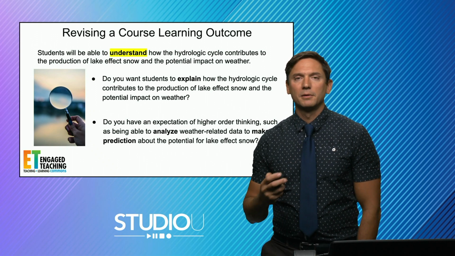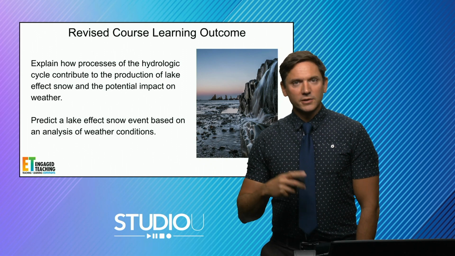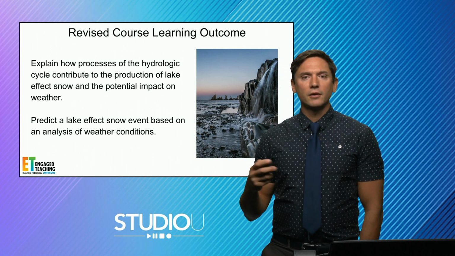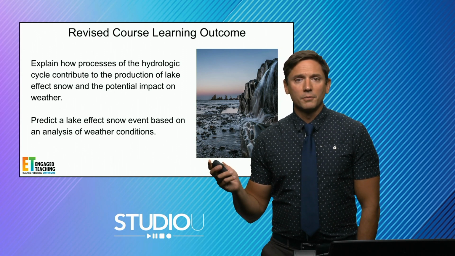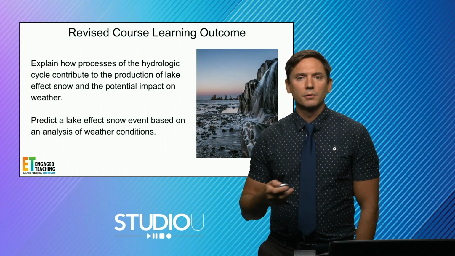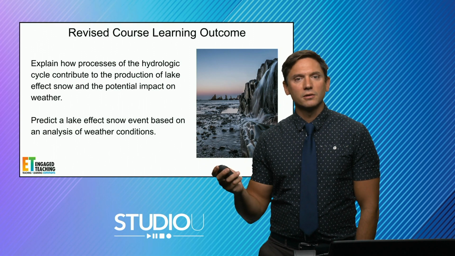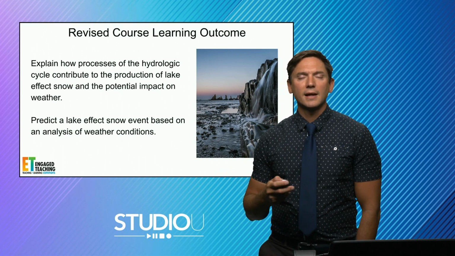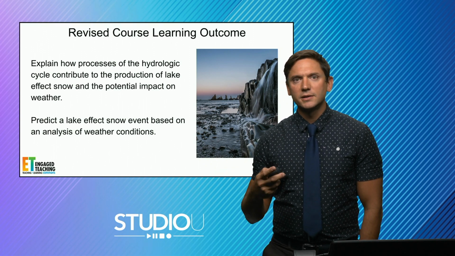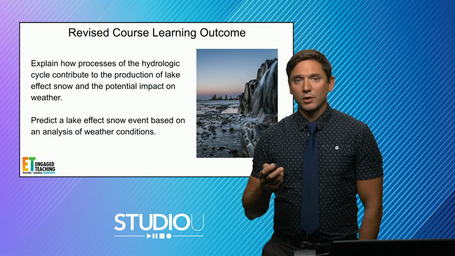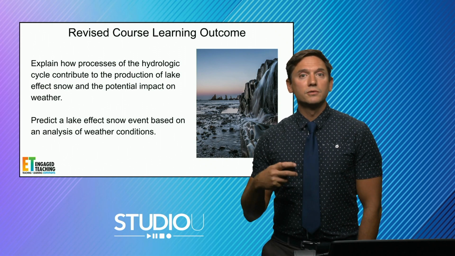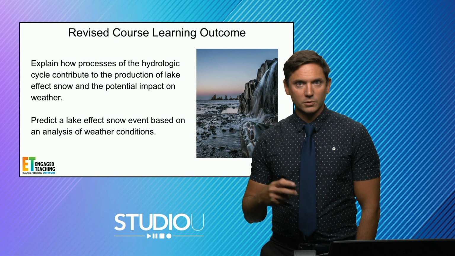So let's take a look at a couple of revised versions. This particular version reads: explain how the process of the hydrologic cycle contributes to the production of lake effect snow and the potential impact on weather, and make a prediction of lake effect snow based on analysis of weather conditions. These revised outcomes are now student-centered and measurable as well.